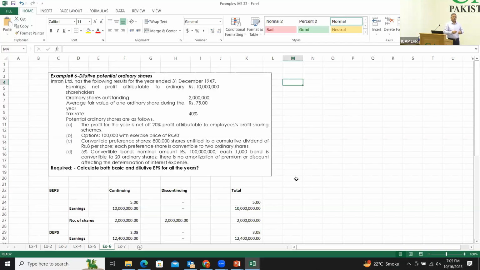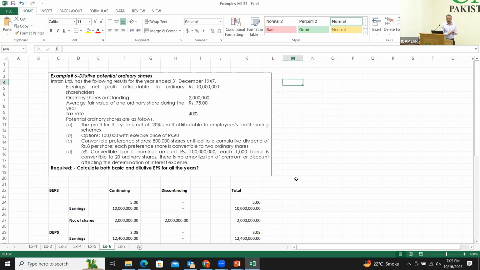When we assume these potential shares have been issued, not only the saving on that potentially issuable share net of tax will become part of my profit, but also its consequential effect on other expenses will be incorporated. It's very important.